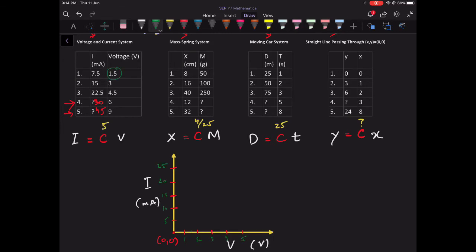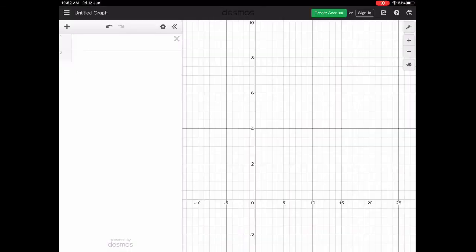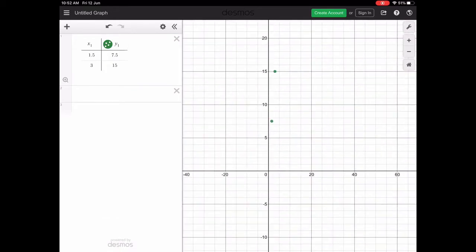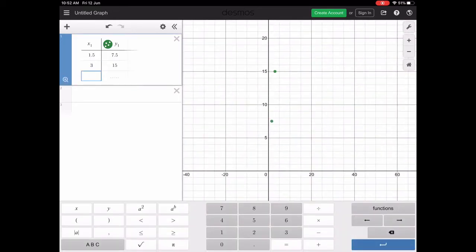The first point is 1.5 volts on x-axis and 7.5 milliamperes on y-axis. We join the lines and make a dot. However, this is not so accurate. Let's move on to Desmos. We plot the voltage on x-axis and the current on the y-axis.